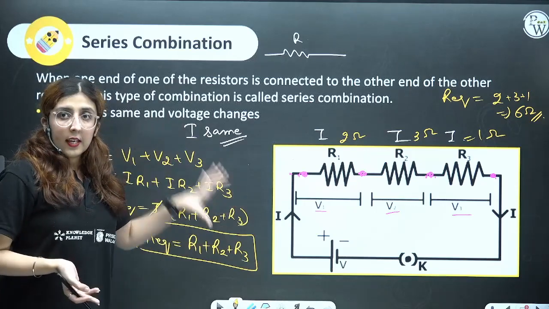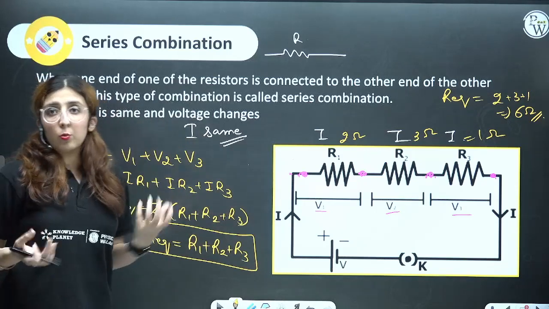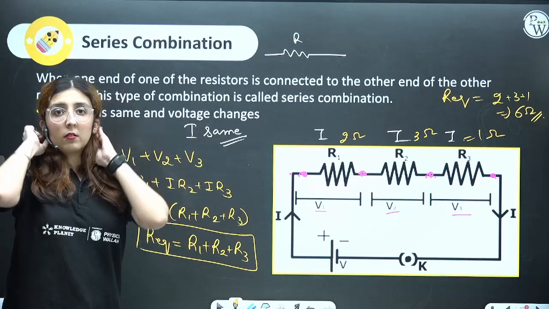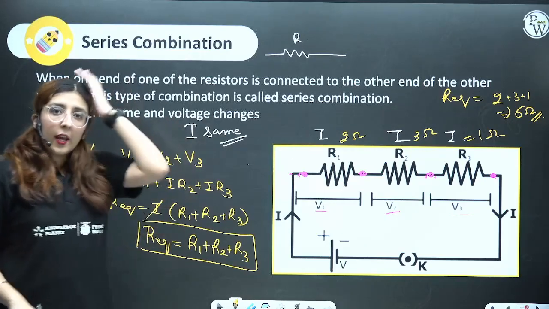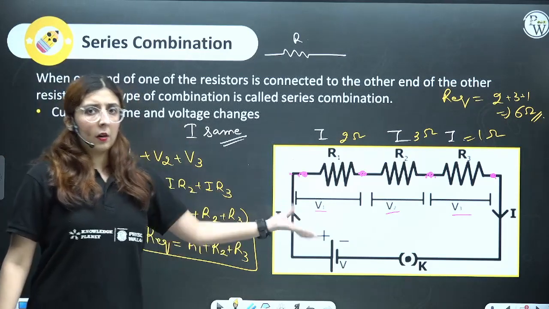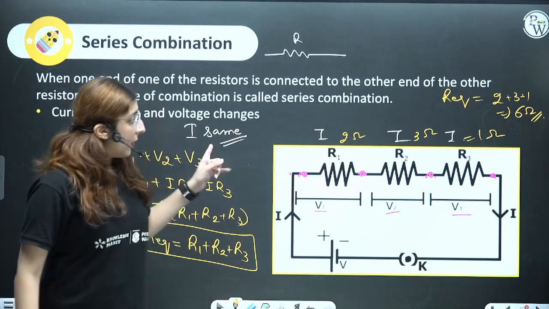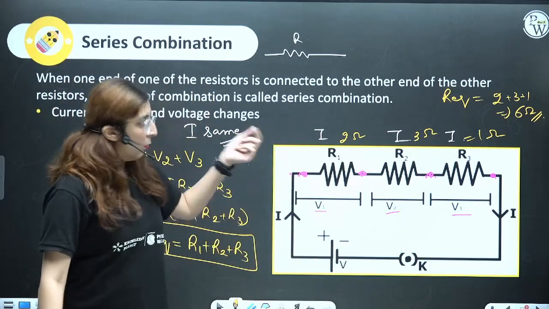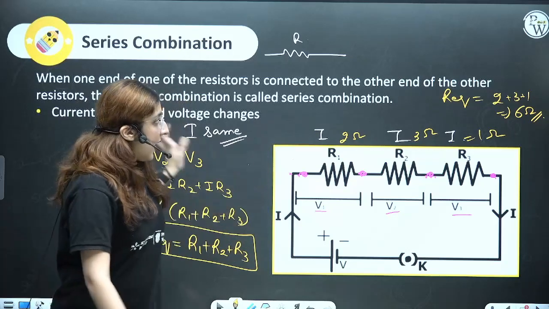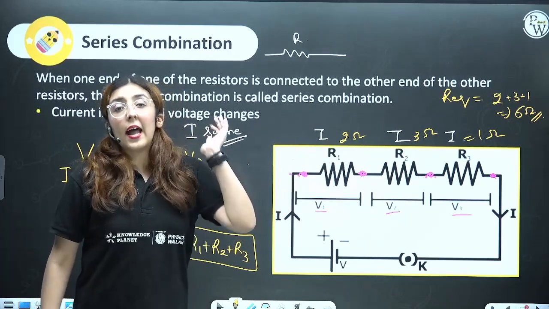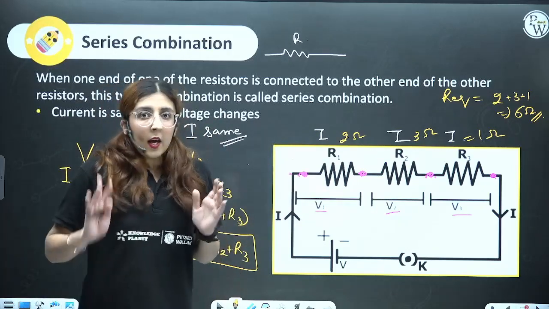In series, yes, this question will come: what is the equivalent resistance in this combination, the series combination, or in the diagram. So you have to first see whether it is in series or parallel and move ahead. In series, all the resistances are added together.